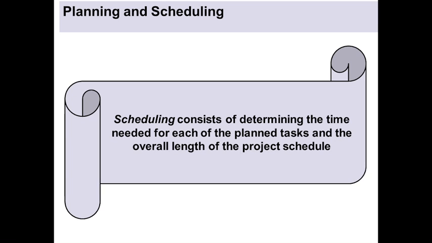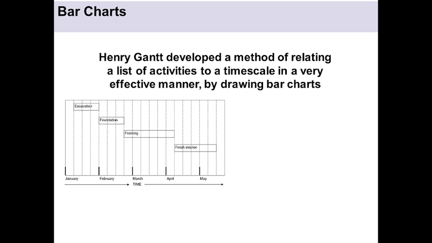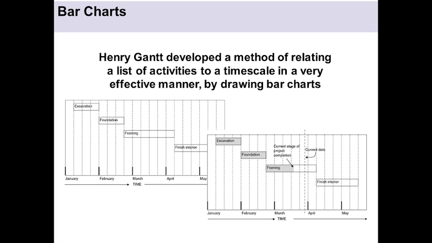So, scheduling consists of determining the time needed for each of the planned tasks and the overall length of the project schedule. It was Henry Gantt who developed a method of relating the list of activities to a time scale. It is very common, very effective, and you can say very easy method. You just have to draw the bar chart and show the activities.